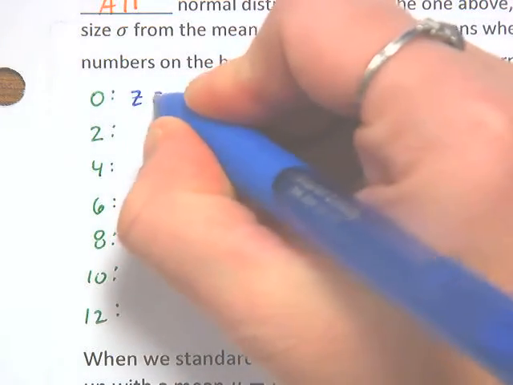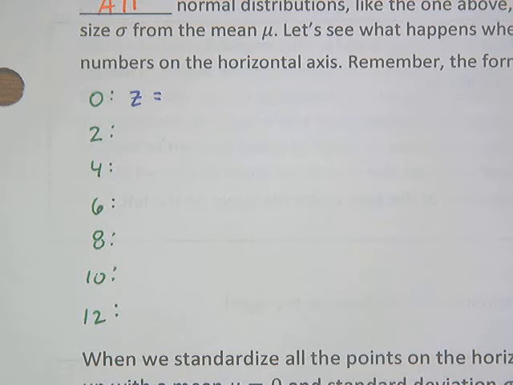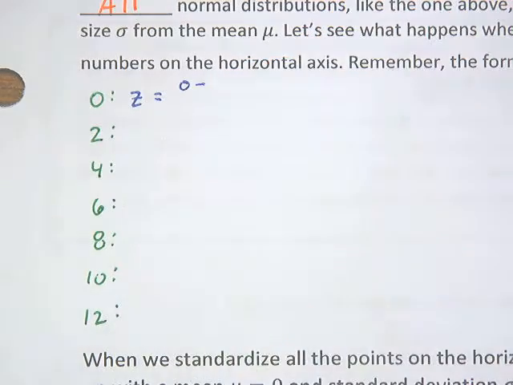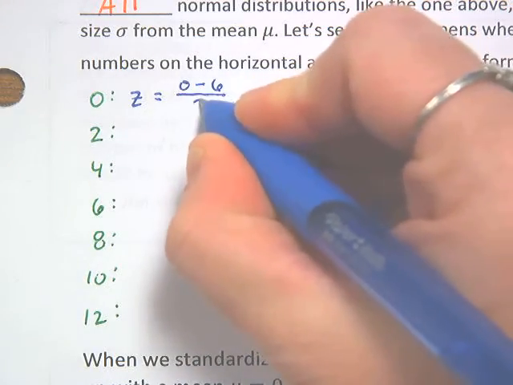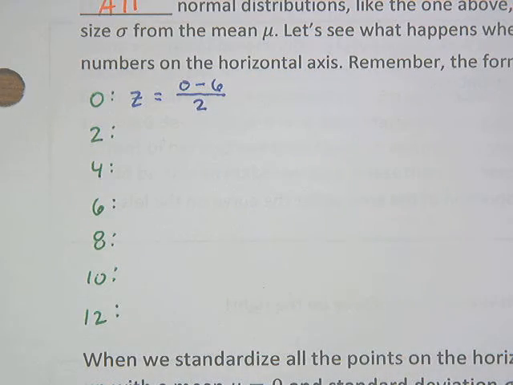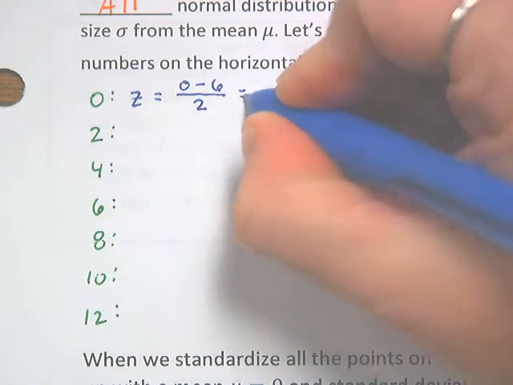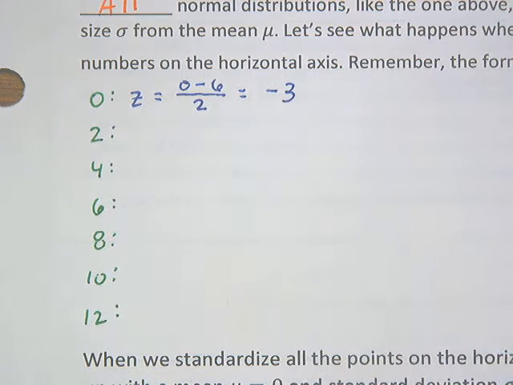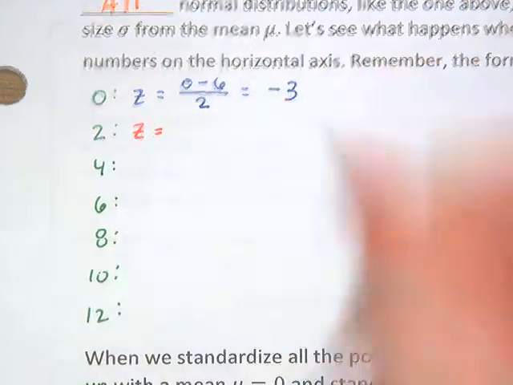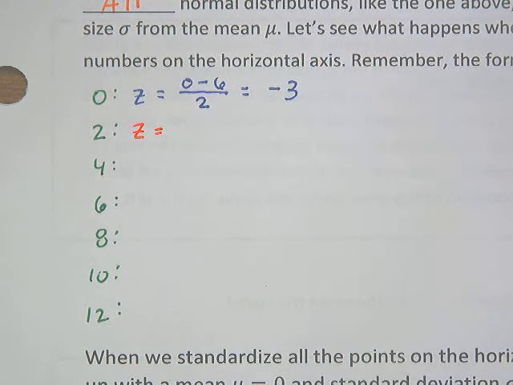So you might have to work kind of small here. To change 0 into its z value, you're going to take that value 0, subtract the mean, which in our problem at the top of the page is 6, and put it over the standard deviation, which at the top of our page is 2. That's negative 6 over 2, which is negative 3. You may not really know what we're doing yet, and that's okay. I'm just going to switch colors so there's a little bit of differentiation here, because we're going to have to write kind of small.